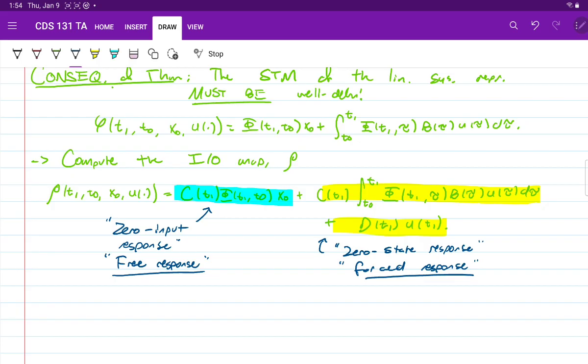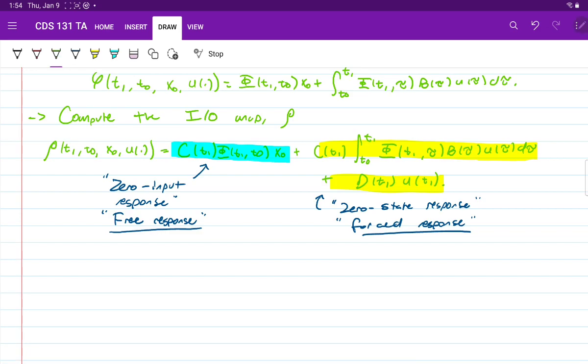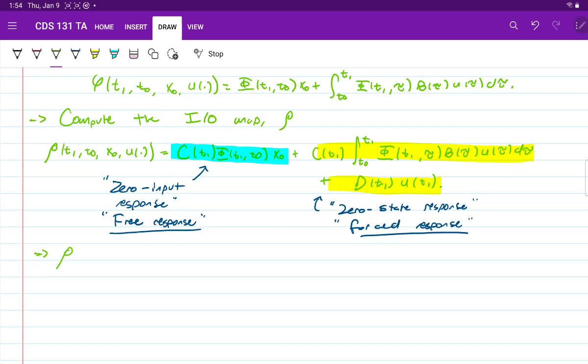We can split our solutions into two different components. Now, what other consequences do we have? Notably, if we take a look at the structure of the solution, we see that rho is indeed linear in the product of the initial condition and the input signal. Remember, this was that big property we were trying to prove in order to show that linear time varying system representations actually lead to formal linear systems.